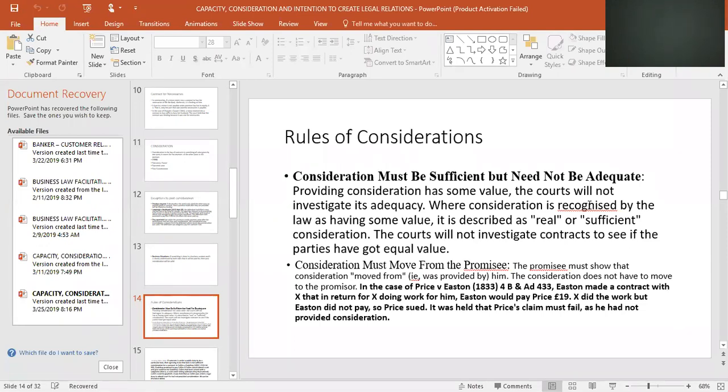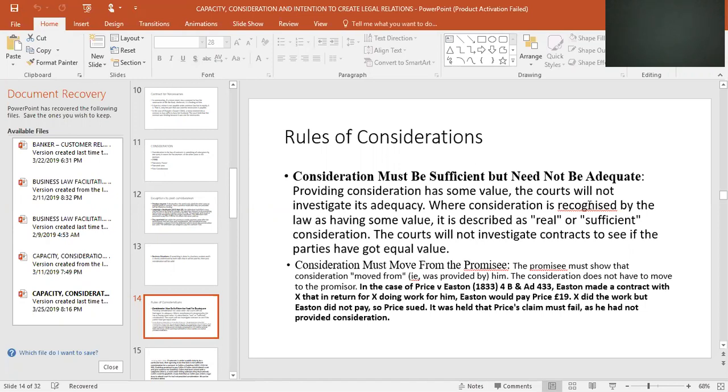So it doesn't matter whether, in a contract agreement, the consideration value will not determine whether the case will be admitted or not admitted in law. But so far as there's consideration, it is presumed to be adequate. So consideration must be sufficient, but need not be adequate.